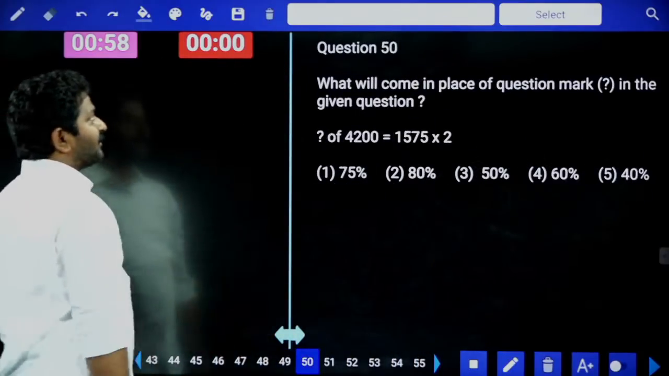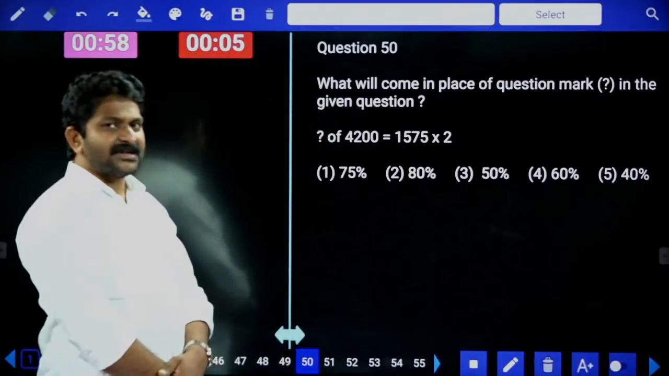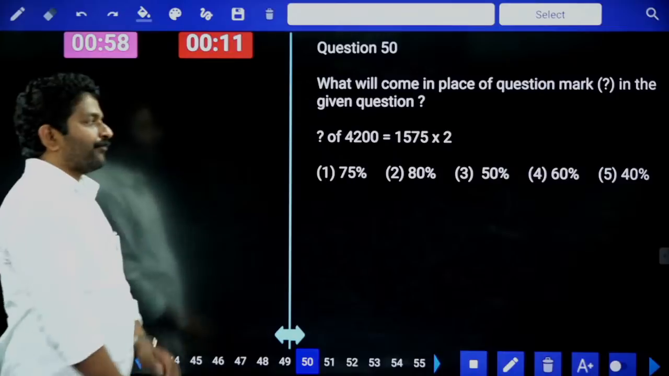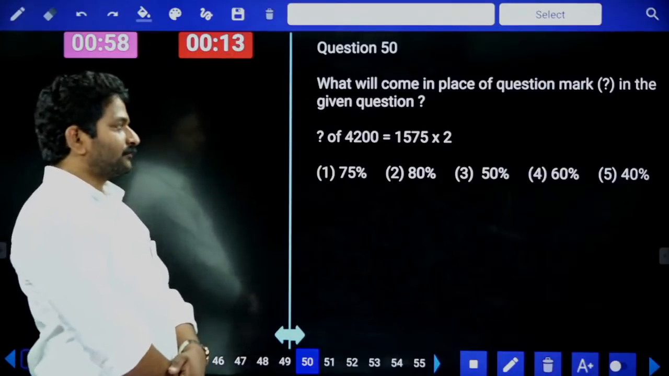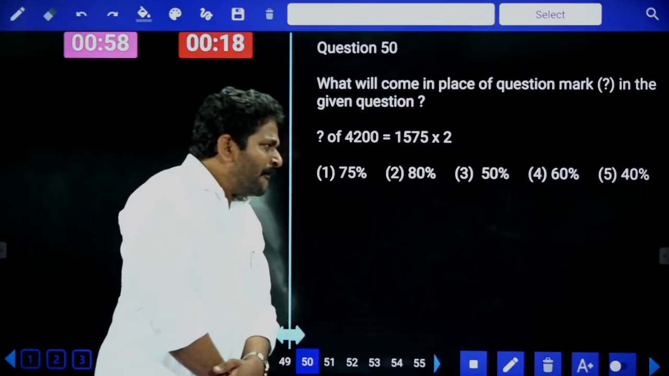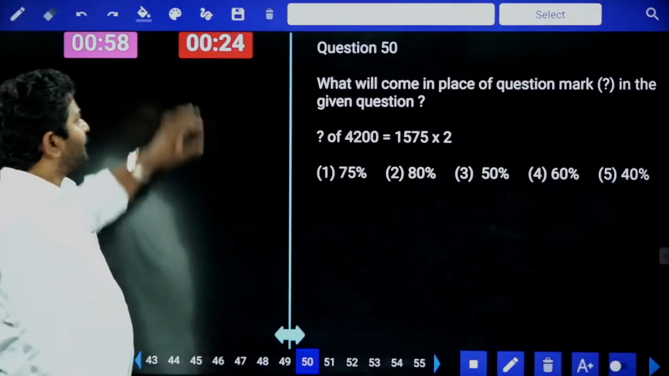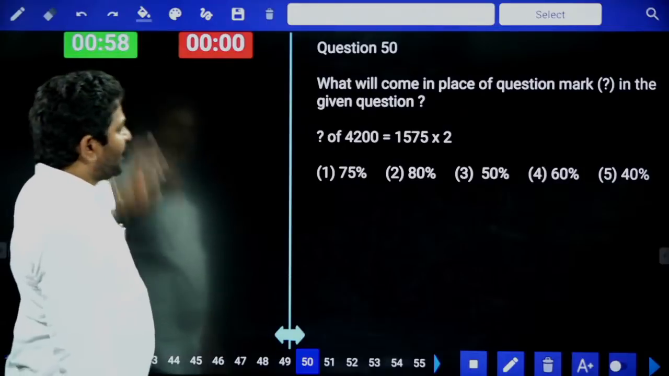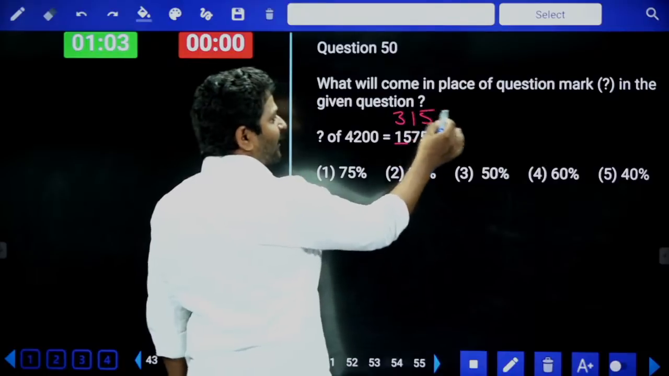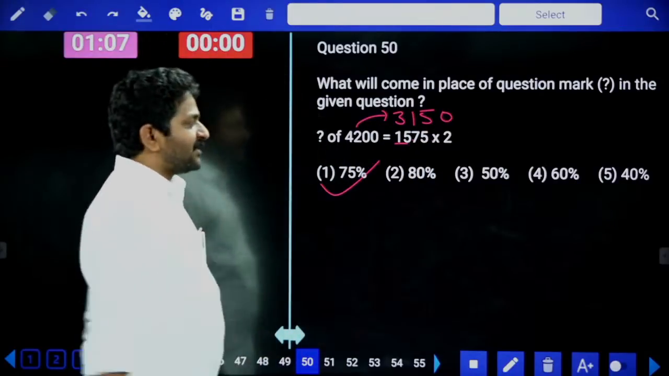Next question. Yes, last two digits meaning number after decimal. Yes. 1500 two times, that is 3075 two times, that is 150. With respect to this, it is exactly 3/4, that means 75 percentage. First option is our final answer.